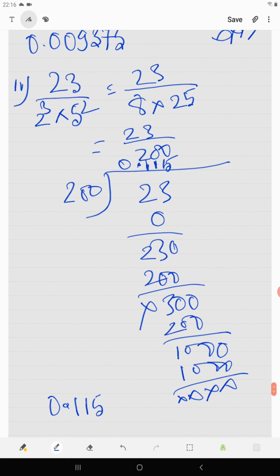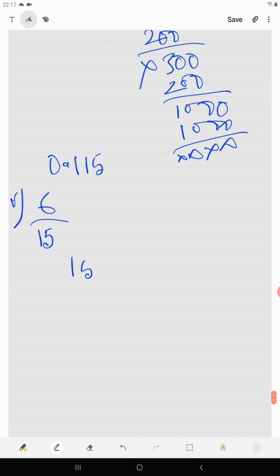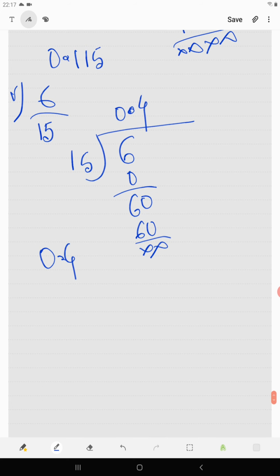Okay, next problem, the fifth, but for question 1 it is question number 8, that is a terminating thing. So 6 by 15 it is. Okay, so 6 by 15, let's divide. 15, 6 0, point, 0 will come. 15 4 ja 60. So we have got 0.4. So it's terminating. Answer very easy.